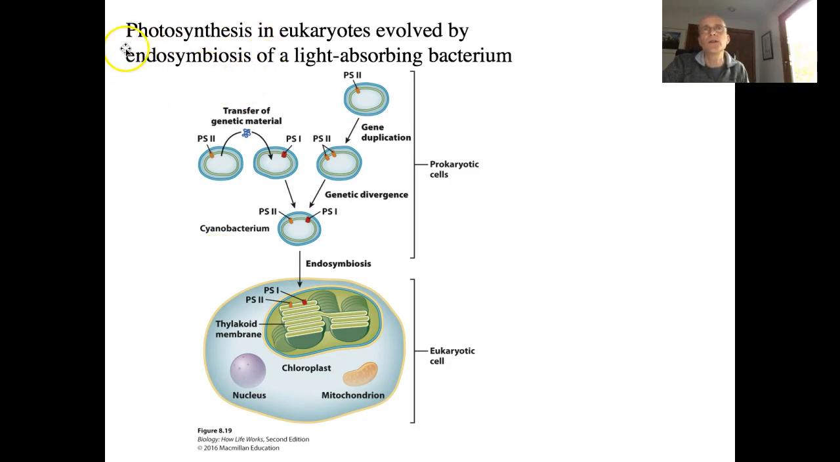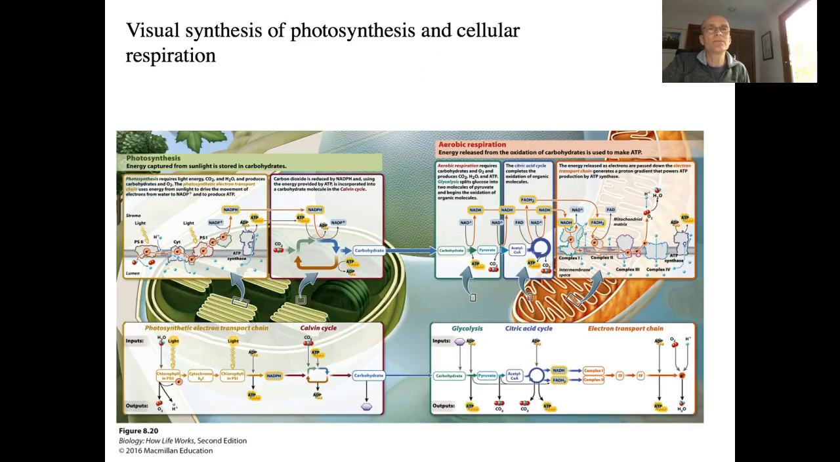Endosymbiosis is what that's called. Photosynthesis in eukaryotes, such as plants, evolved by endosymbiosis of a light-absorbing bacterium. All right, and so now let me leave you with these nice slides from your book.